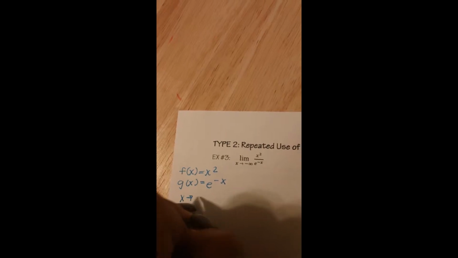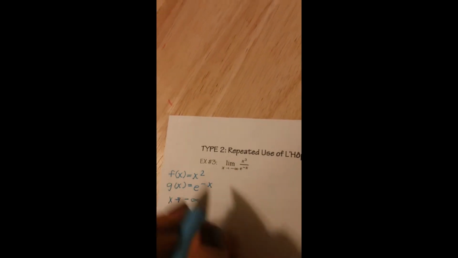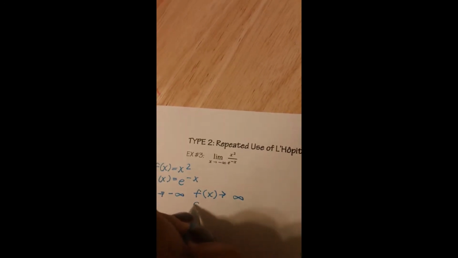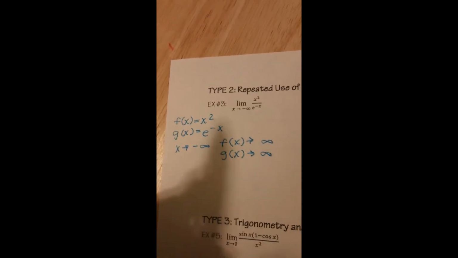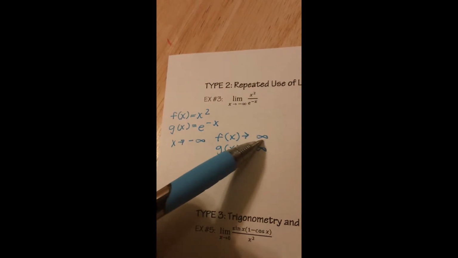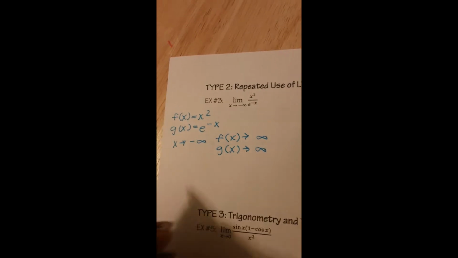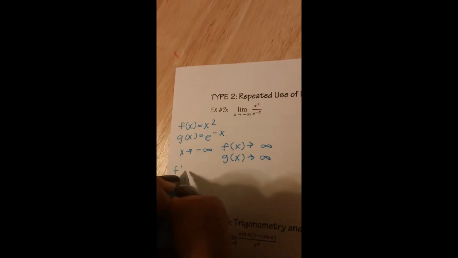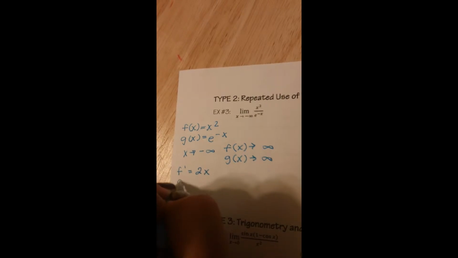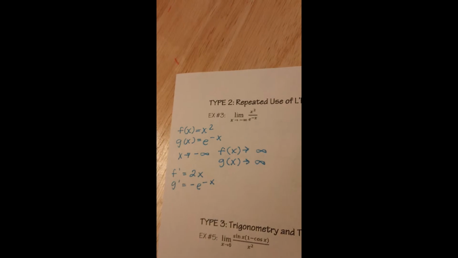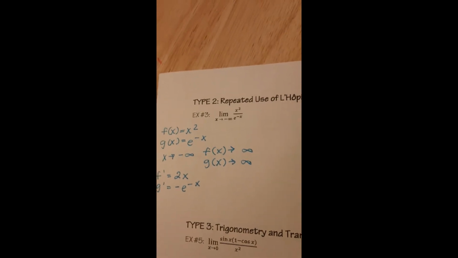Now, as x approaches negative infinity, f of x will approach positive infinity. g of x will also approach positive infinity. So you're going to end up with infinity over infinity, which is an indeterminate form, so we're going to have to find the derivatives. So f prime will be 2x, g prime will be negative e to the negative x.